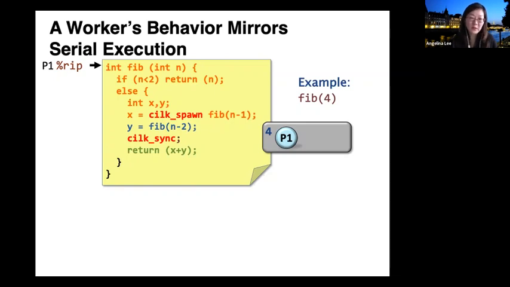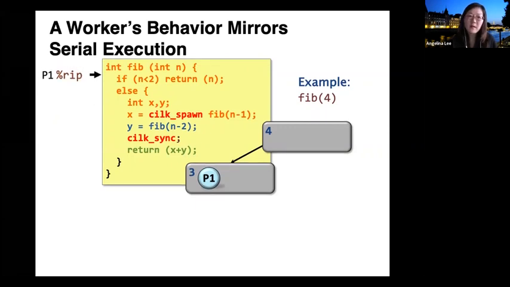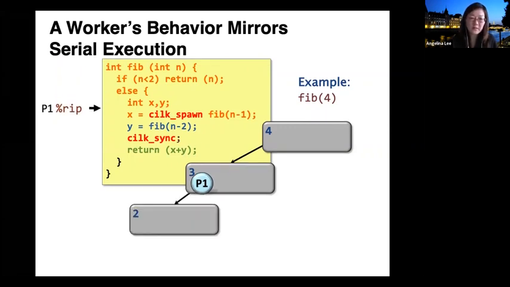Like the order of operation you do is the same as serial execution. And so basically when you hit spawn, in this case, worker 1 will go ahead and execute the spawn subroutine, in this case fib of 3. And note that I'm denoting the input of fib at the top left corner of the box representing the function instance. And so then now it continues to execute fib of 3, which then spawns fib of 2, which then in turn spawns fib of 1.